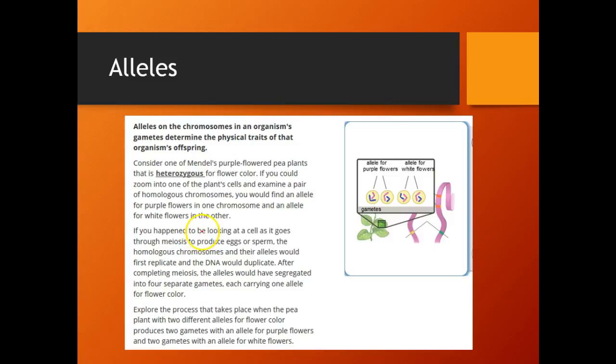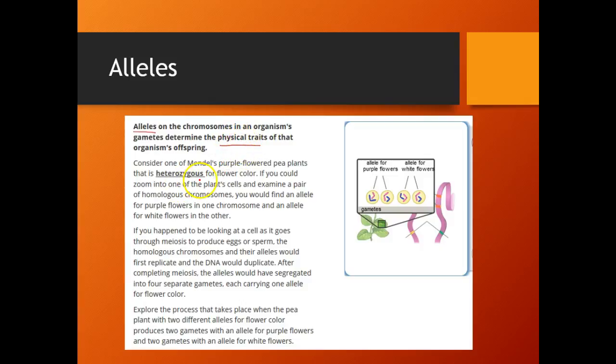Okay, so alleles, remember, are versions of a gene. If we were talking about the eye color gene, an allele, for example, would be blue eyes, green eyes, brown eyes, etc. Remember that alleles on chromosomes in an organism determine the physical traits. So depending on which allele you have, you will have different physical appearances.